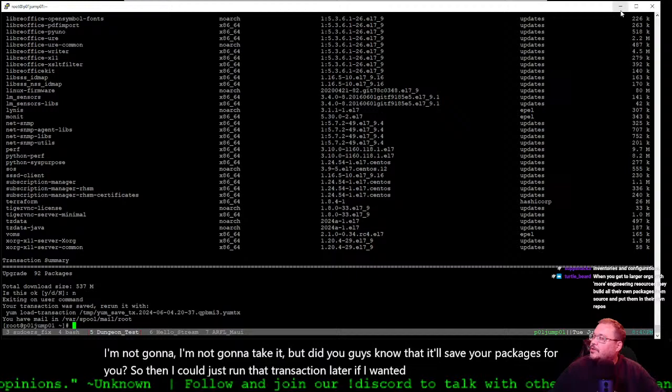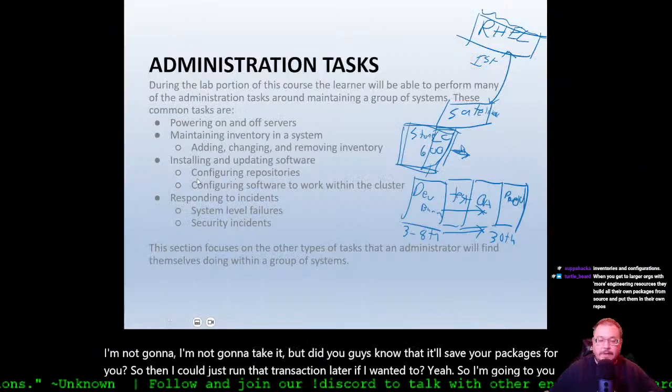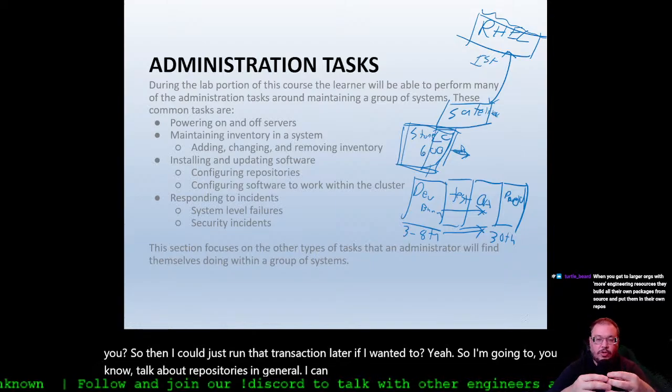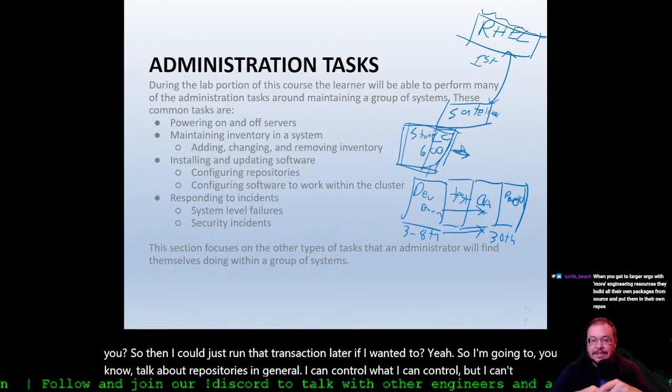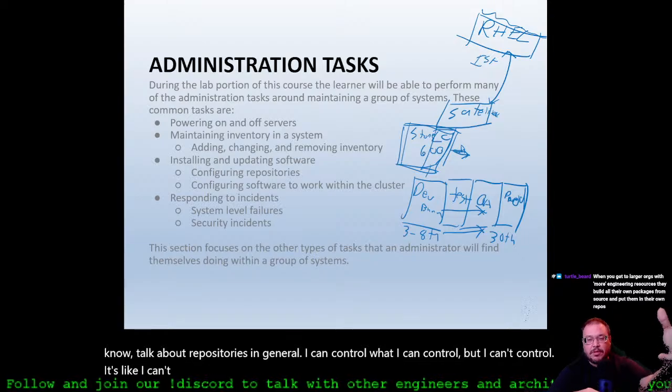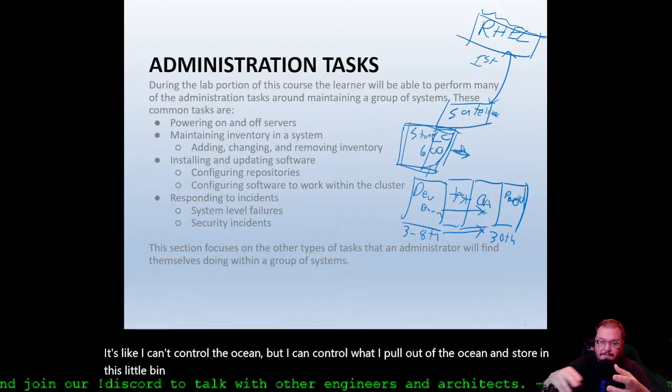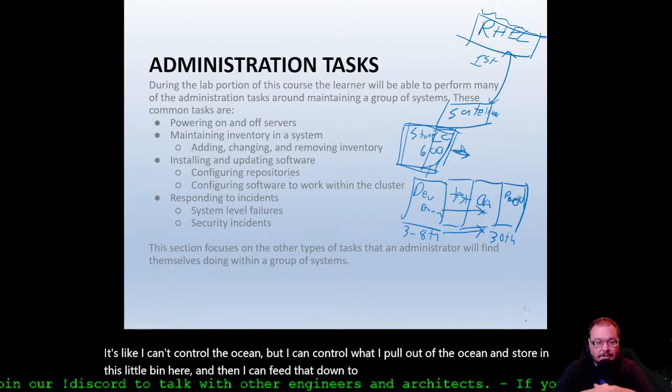So I'm talking about repositories in general. I can control what I can control, but I can't control the ocean. I can control what I pull out of the ocean and store in this little bin here, and then I can feed that down to my environments.